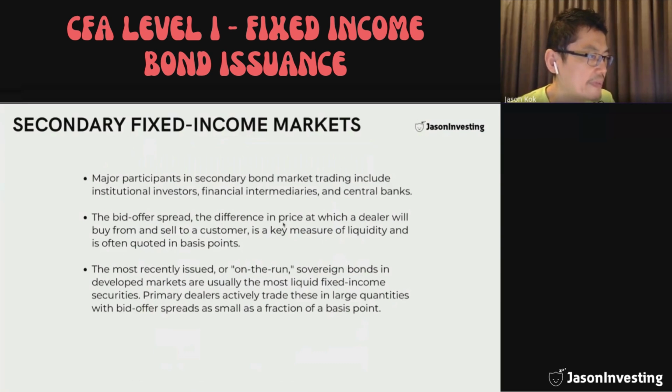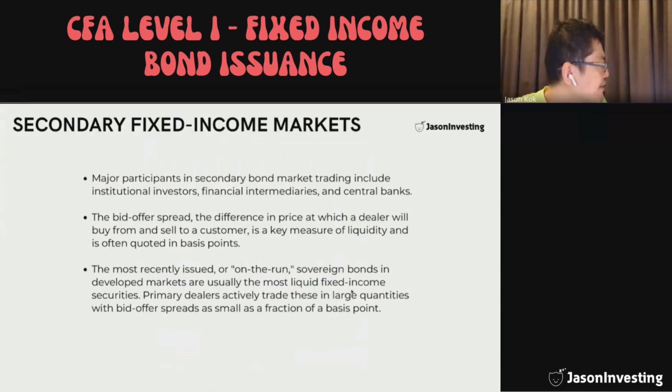The bid offer spread, the price at which dealers buy from and sell to customers, is a key measure of liquidity. The tighter the spread, the more liquid it is. So we can see that for bonds that are older, you would have a wider spread. So how do we distinguish older or recently issued bonds? The most recently issued, or on the run, sovereign bonds are usually the most liquid fixed income securities.